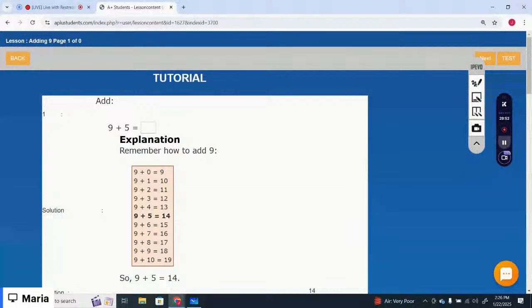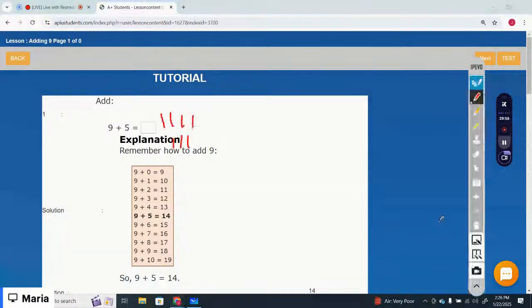9 plus 5. Start with 9, count up 5, so that is 10, 11, 12, 13, 14. So 9 plus 5 makes 14. The correct option is 14.